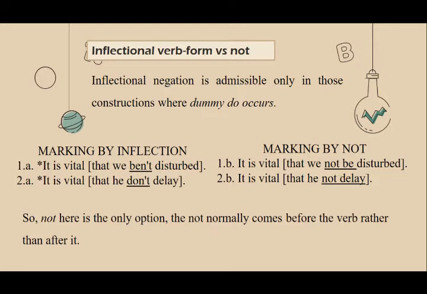And let's see the other examples here. Marking by not: it is vital that we not be disturbed, and it is vital that he not delay. So not here is the only option, and the not normally comes before the verb rather than after it.